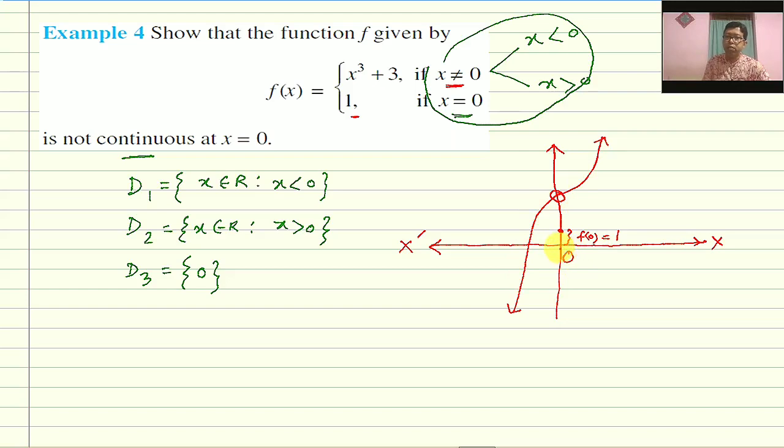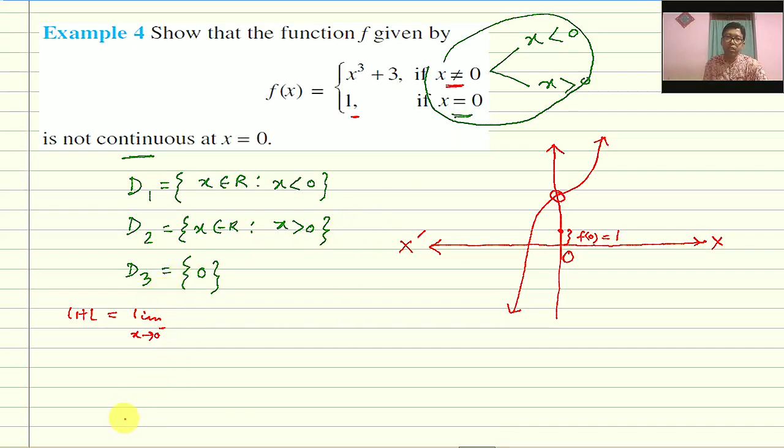Moreover, the function is defined at the point x is equal to 0, and the value of the function at the point x is equal to 0 is 1. This is given. So I want to write your LHL. LHL is equal to limit x tends to 0 minus of f(x). 0 minus means x is standing from the left side of 0, isn't it? So x is less than 0, so you have to take x cube plus 3.